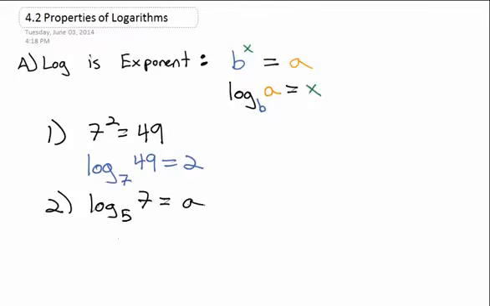And you could rewrite this as an exponent problem because 5 is the base. The exponent is what the log equals. A is equal to 7.